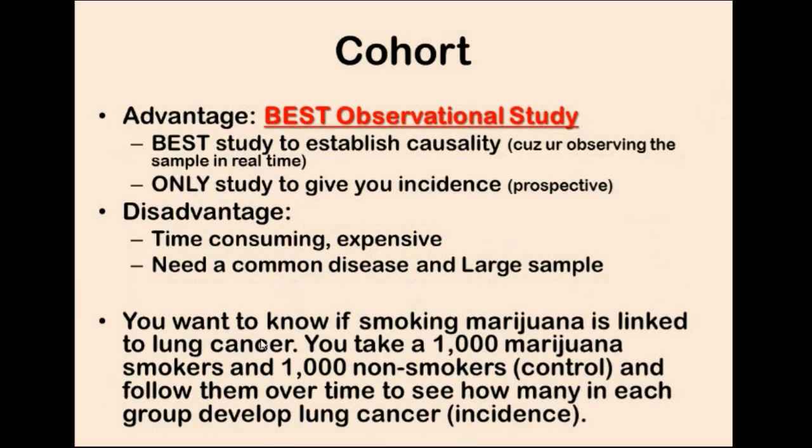Here's an example of a cohort study. Let's say you want to know if smoking marijuana is linked to lung cancer. So you take 1,000 marijuana smokers and 1,000 people who do not smoke marijuana, which would be your control group, and you follow them over time to see how many in each of the groups develop lung cancer. Therefore, you're checking the incidence.